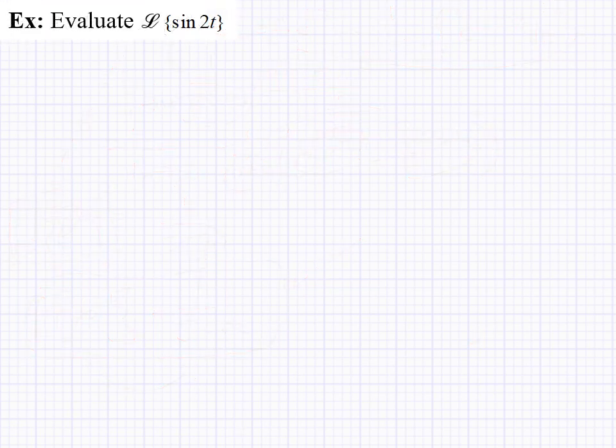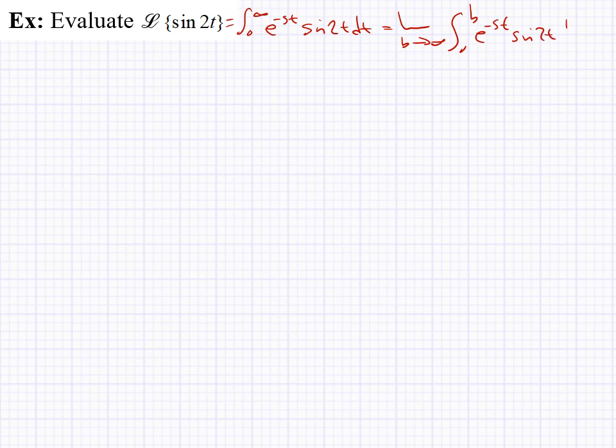How about a trigonometric function? Now this one's going to be a little bit trickier, but we can still get it done. It's the integral from 0 to infinity of e to the negative st times sine of 2t dt, which will be the limit as b goes to infinity of the integral from 0 to b of e to the negative st sine of 2t dt. We're going to need integration by parts to get this done.